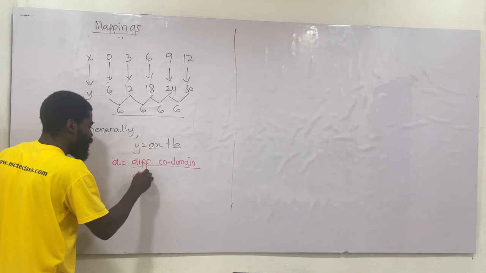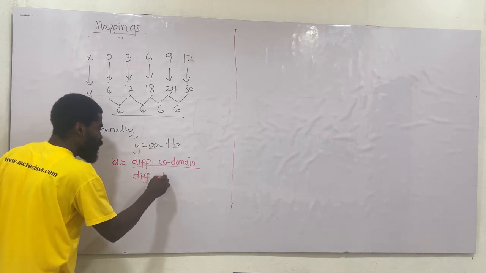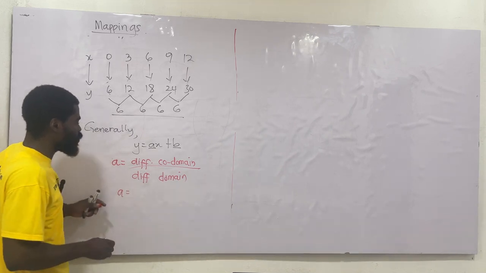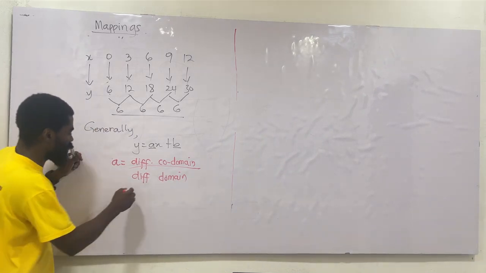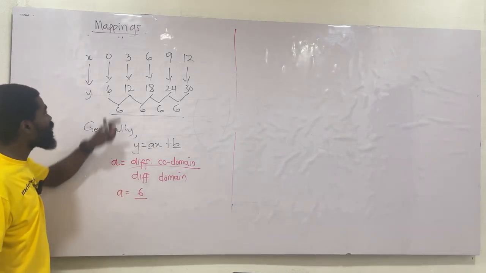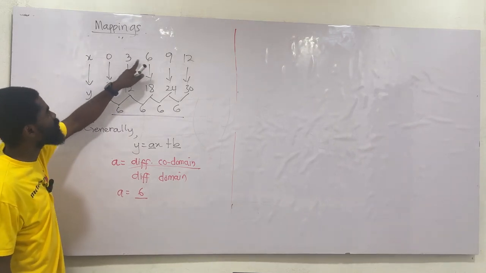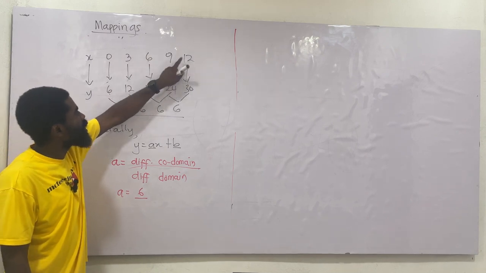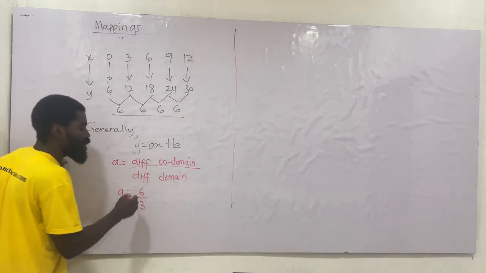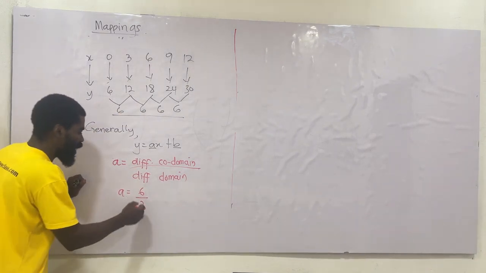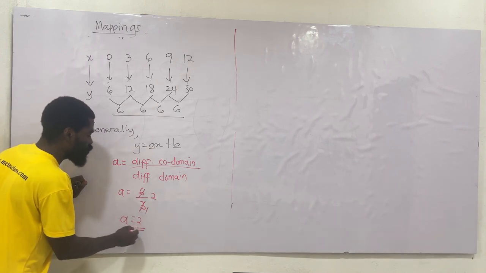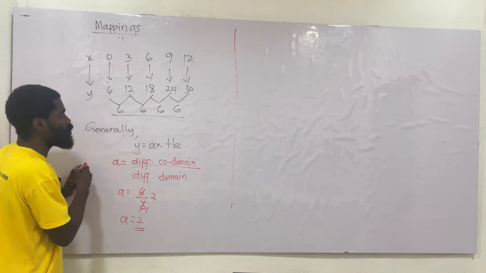Okay, so this is the codomain, then the domain. So a equals 6 over. Let's find the difference in the domain. 0 from 3 is 3. 0 from 6 is 3. 3 from 6 is 3. 3 from 9 is 3. And that is also 3. So this gives me 3. How do we get this? We can cancel. So this goes here 1 and goes there 2. So I get a equals 2. Now that I have a equals 2, what do I do?